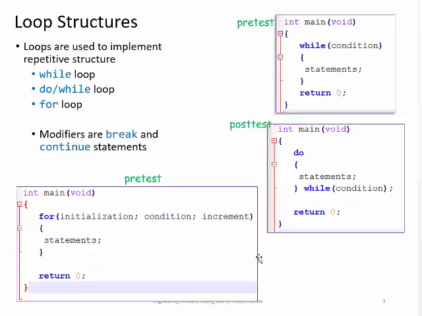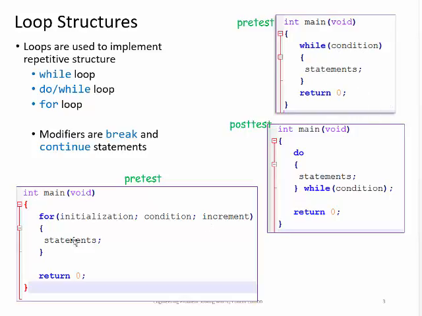So I showed this slide in the last video, but I'm going to show it again. These are all of the loop structures that we're going to deal with. We already did the while loop in the last chapter, and just to review, it's called a pretest loop because you test some condition, and if the condition evaluates to true, then you evaluate what's in the body of the while loop. So the test happens before you evaluate anything in the loop.